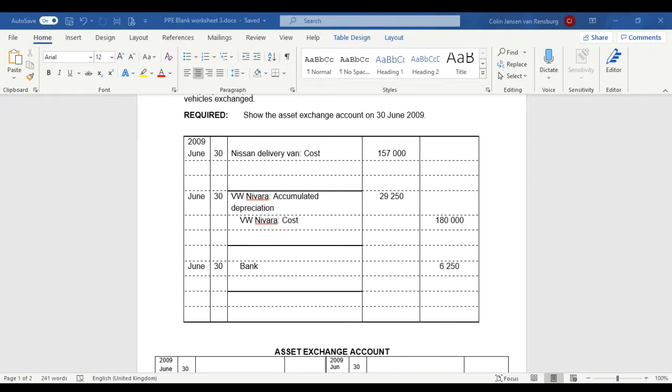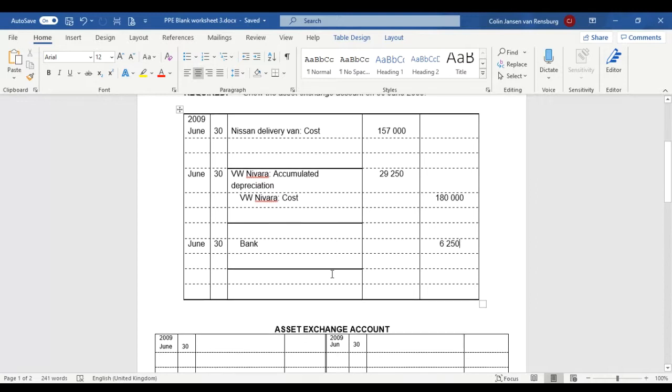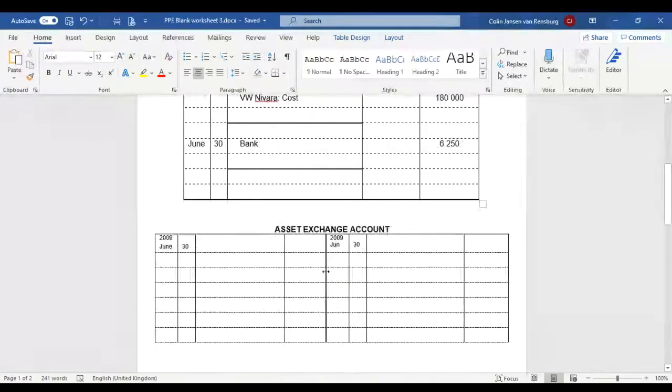So now let's go and do that asset exchange account. And remember, this now contains the contras. So for every account that we debit, the asset exchange account will contain the contra. If we credit that account, the asset exchange account will contain the contra. So now let's go and complete the asset exchange account, which was in the first place what Sipukazi asked.